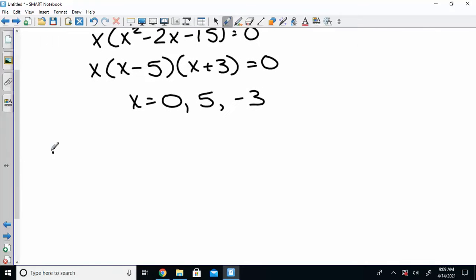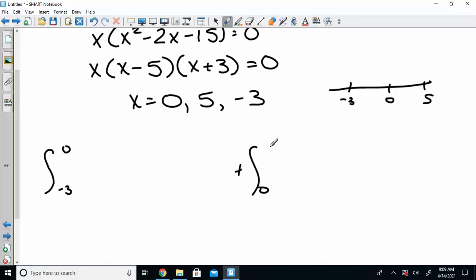So that means I will have to integrate between all of those. So you'll have to go from negative 3 to 0, and from 0 to 5.